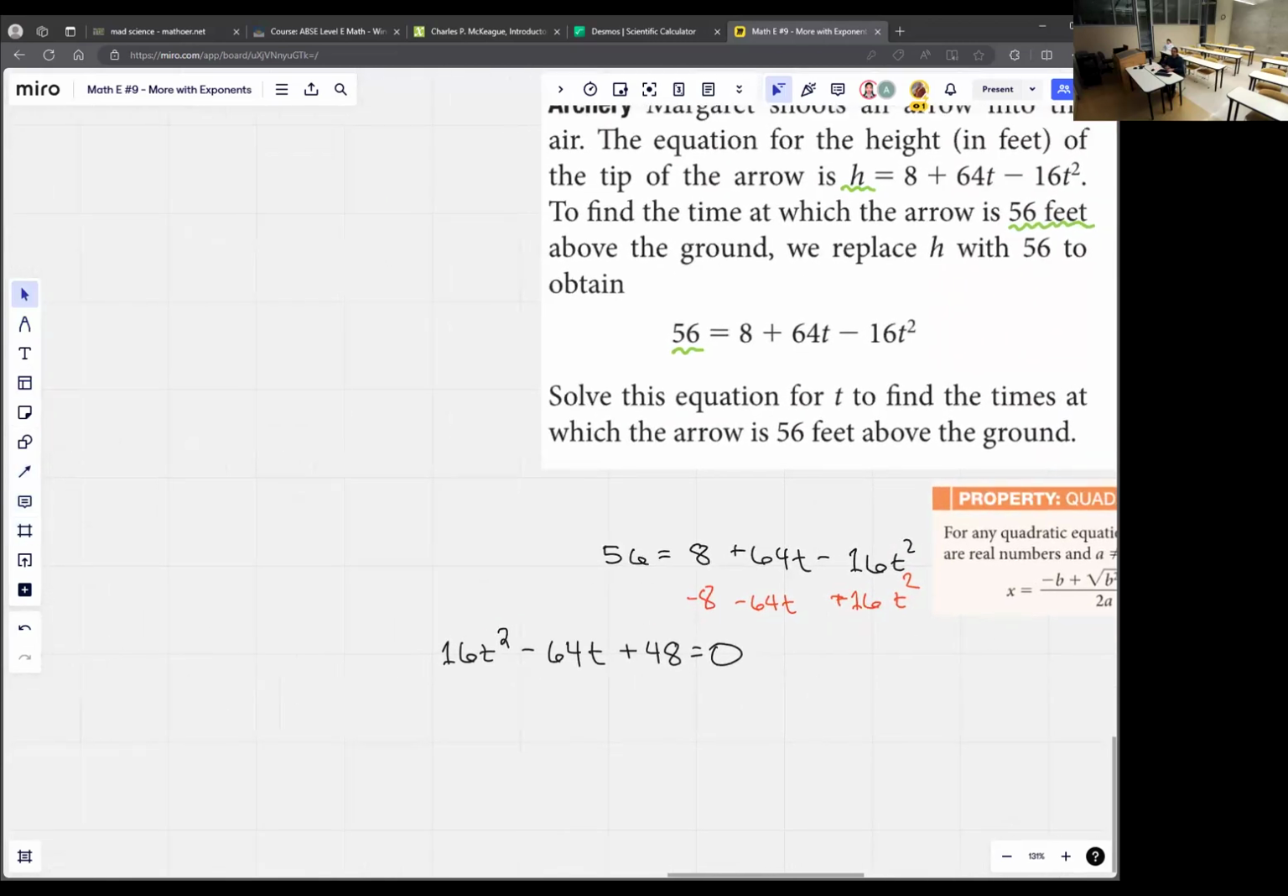Again, I made a choice. If you wanted to, you could write this as 0 equals negative 48 plus 64t minus 16t squared, moving the 56 from this side over there. And it would work out the same, but I will let you check that on your own some other time if you care.